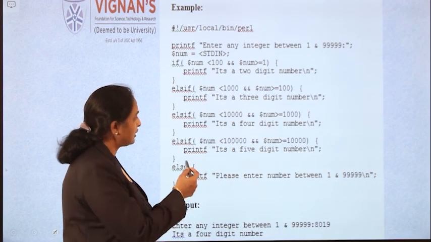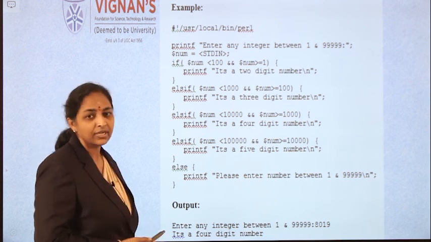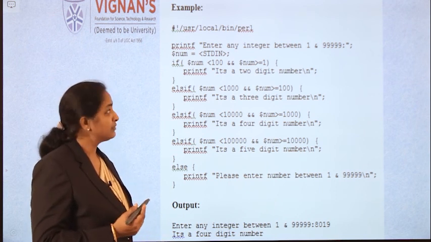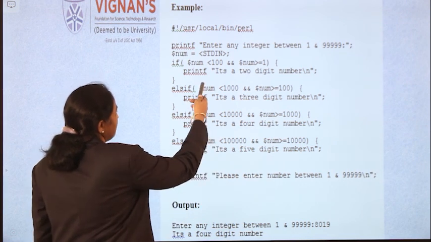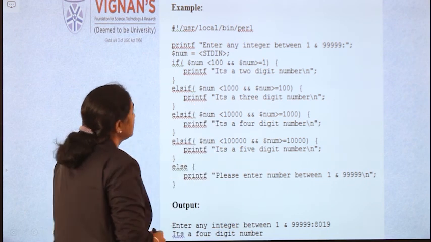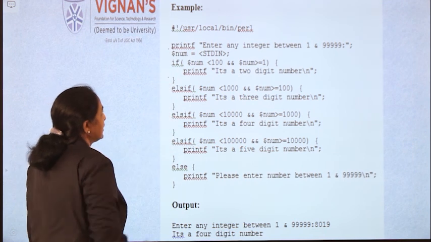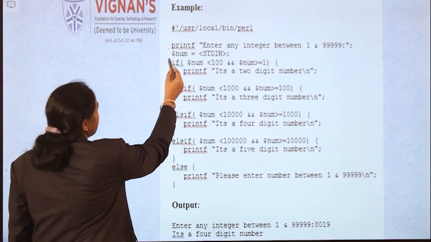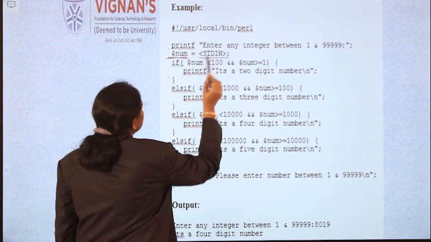Now see, this is another example. In this example you want to decide how many digits the given number has. In the same way, first you take a variable. First write the echo statement. Take a variable; in this case your variable is the number. Through the keyboard you enter any number.